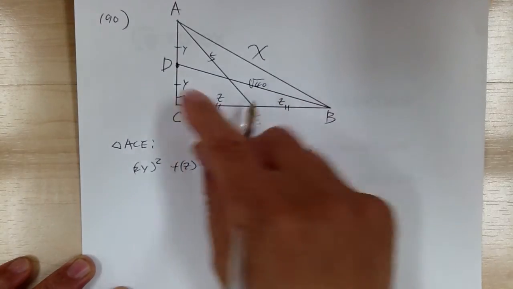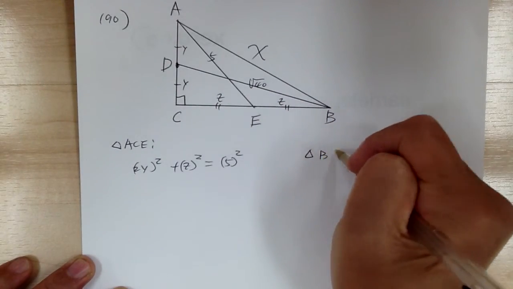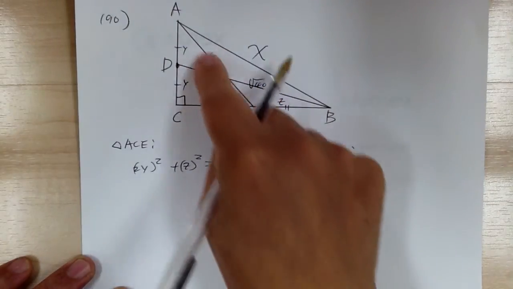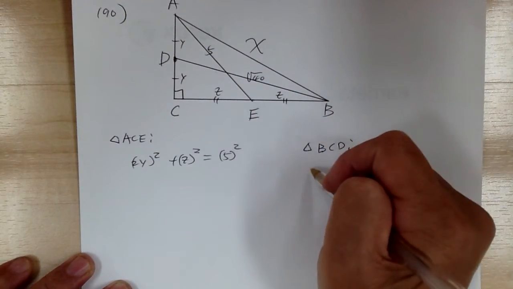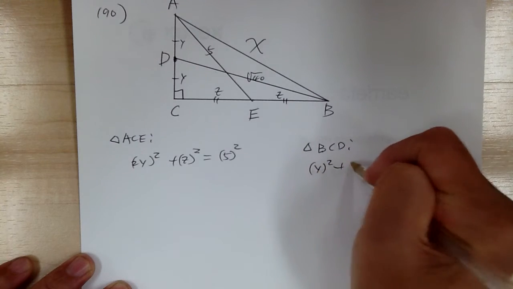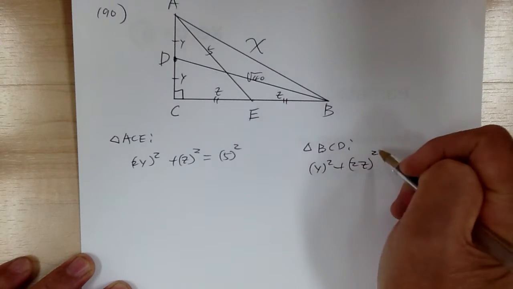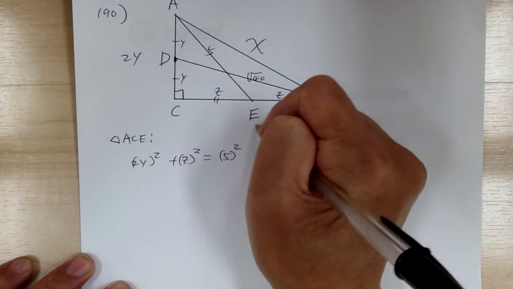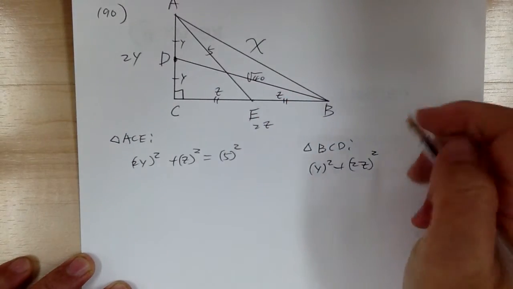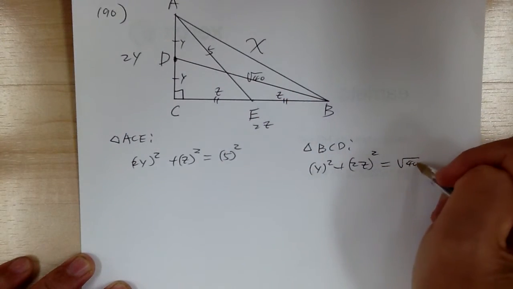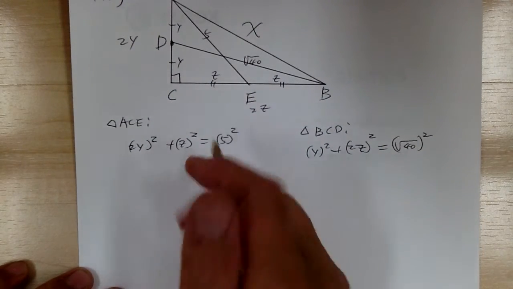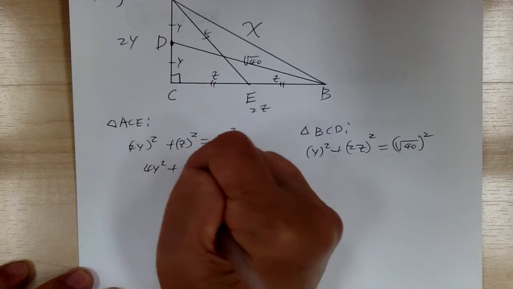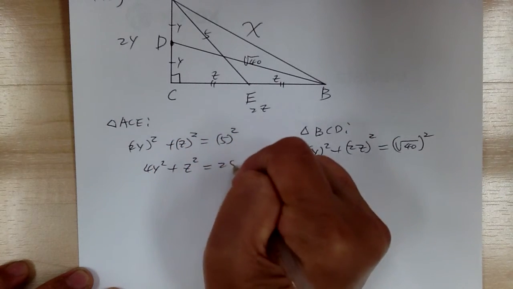Now for triangle BCD, you want to get this triangle. So BCD, you're going to get y squared plus 2z squared. Now this is 2y and this is 2z out here. And this will equal square root of 40 squared. Now you can just work out the math. So you get 4y squared plus z squared equal to 25.